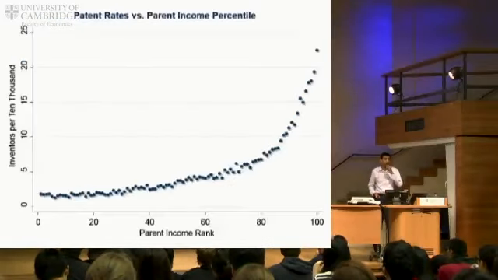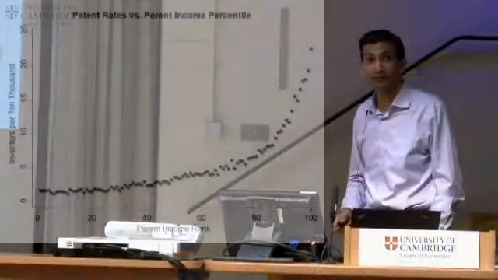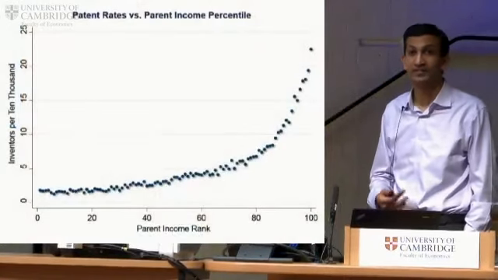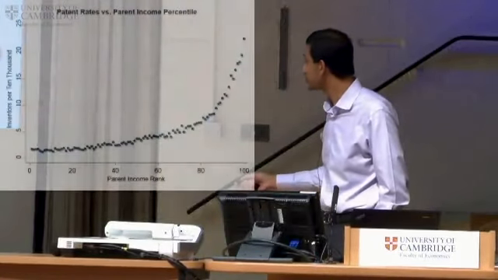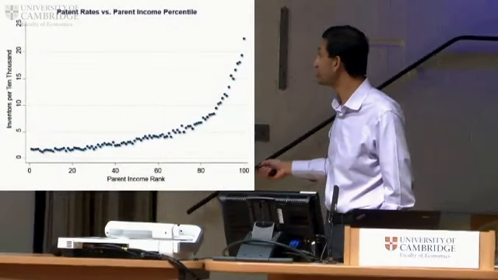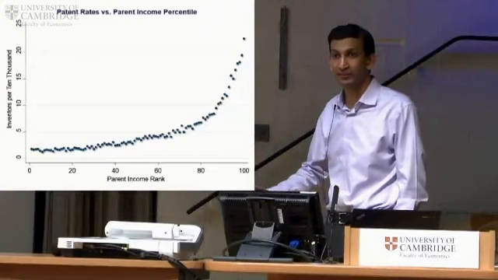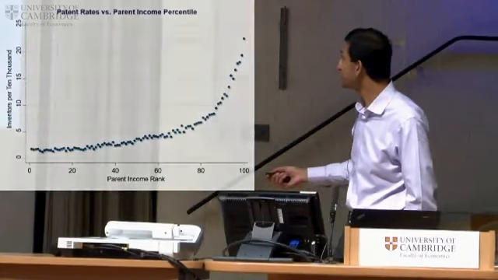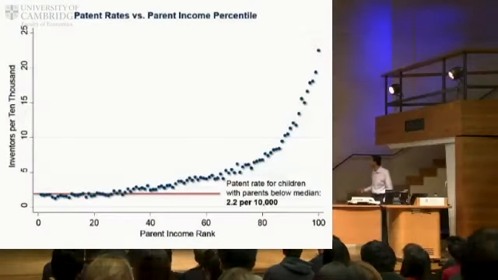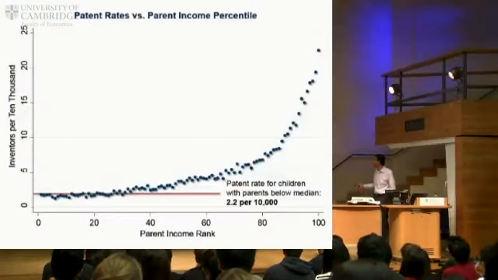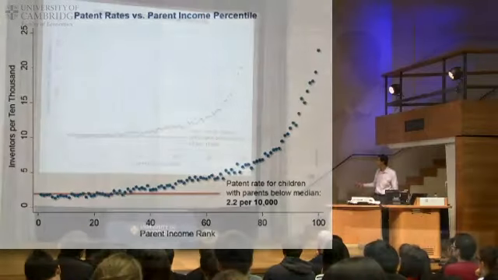So let me start with this chart here, which shows you patent rates versus your parents' income. On the x-axis is your parents' income percentile from 1 to 100, and the y-axis is the number of kids who become inventors per 10,000. And you can see that there's an incredibly strong relationship between the probability you become an inventor and your parents' income. In particular, if you're born to a family below the median in terms of income, about 2.2 out of 10,000 of those kids end up having a patent.